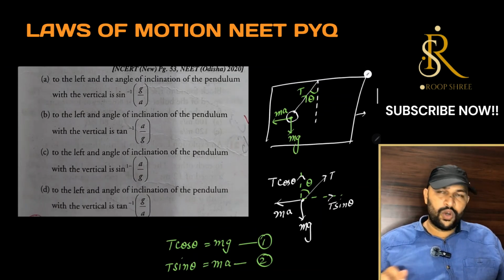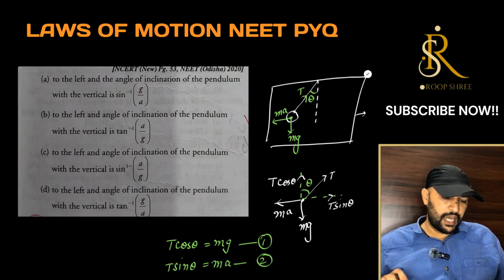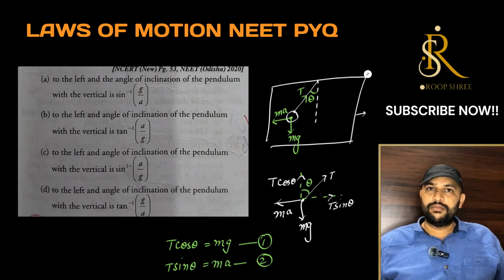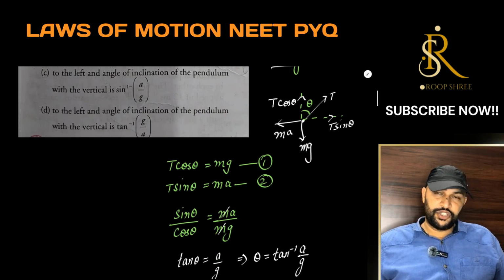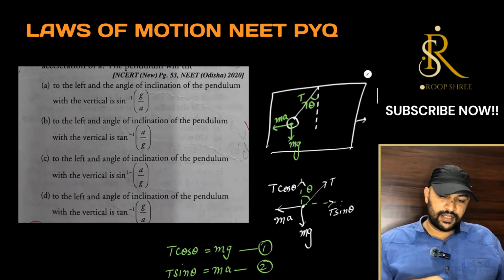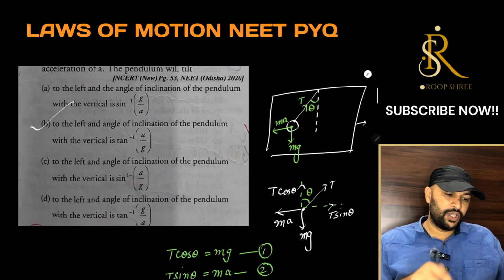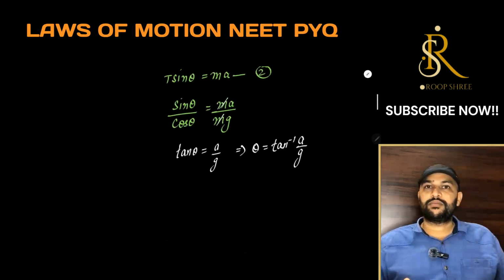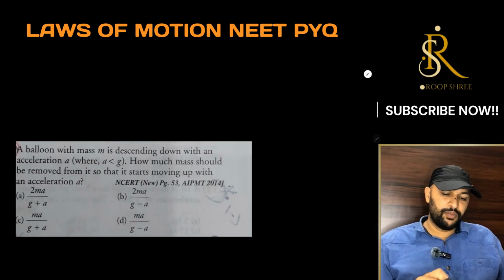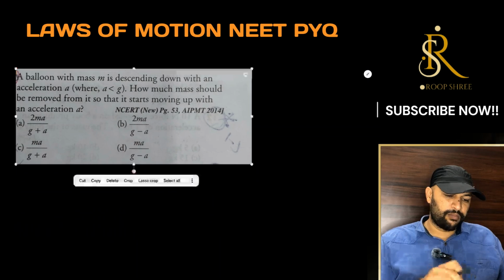Oh, we have two options with this, option B and option D. Let's read them. B says to the left, and the angle of inclination of pendulum with the vertical is tan inverse A by g. To the left, option D, and angle of inclination of the pendulum with the vertical is tan inverse g by A. So look at this, this is tan inverse A by g, that's option B is the correct answer. I hope this is clear. Let's move to our next problem.